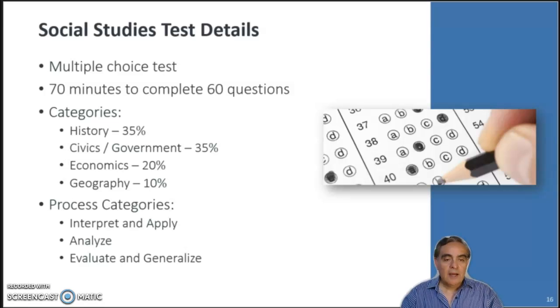On this slide, I'm showing a list of the subjects covered, or categories, and the percentage of the questions on each category. History is 35%, civics and government is 35%, so these two areas weigh heavier on the test. Then 20% of the questions are in economics and 10% on geography.